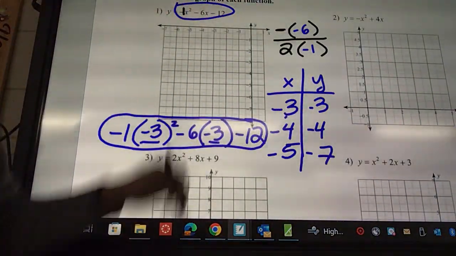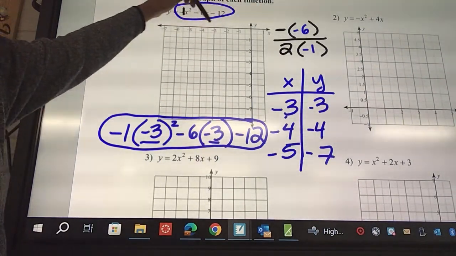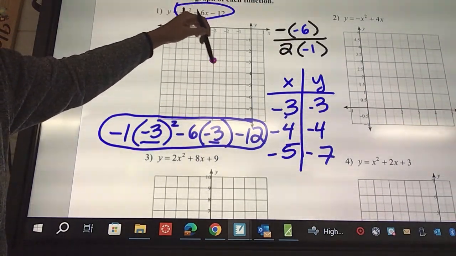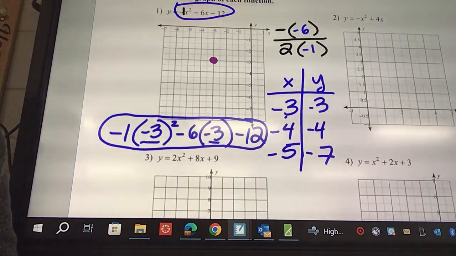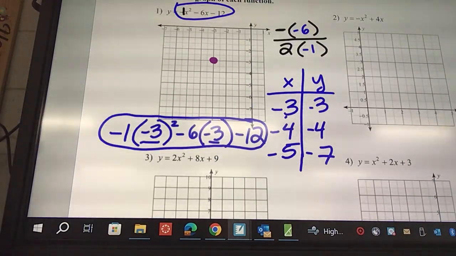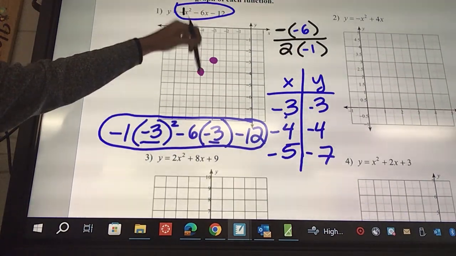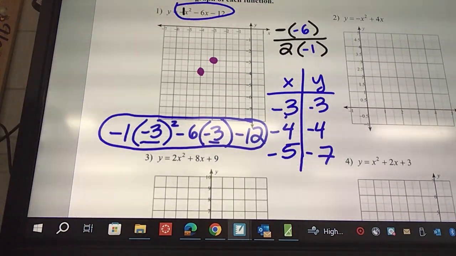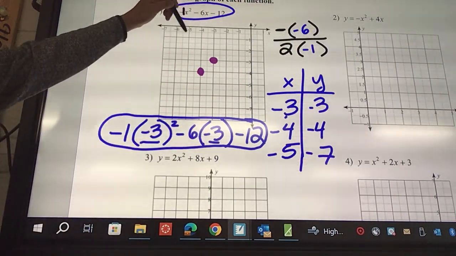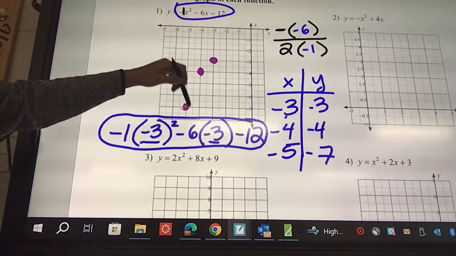Okay, so my first point is going to be at -3, -3. So we're always going to start on the x line. So -3, -3. That's my first point. My second point is going to be -4, -4. And my third point is going to be -5, -7.